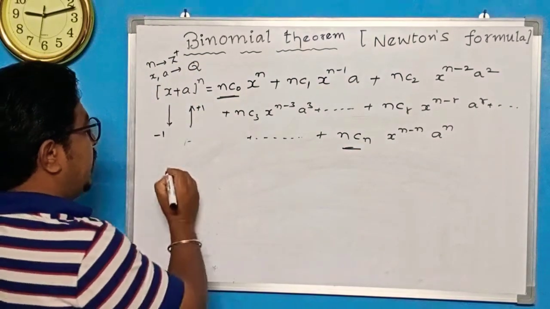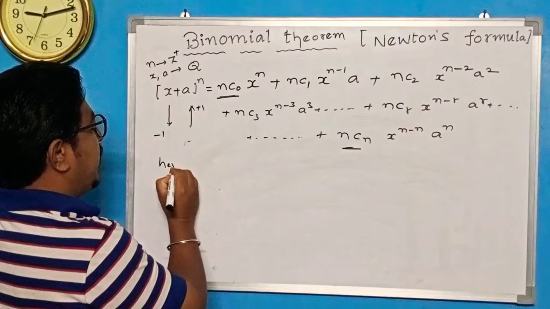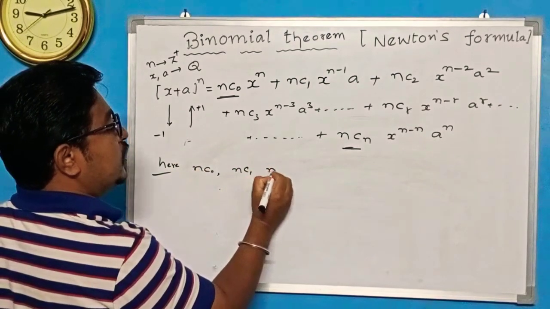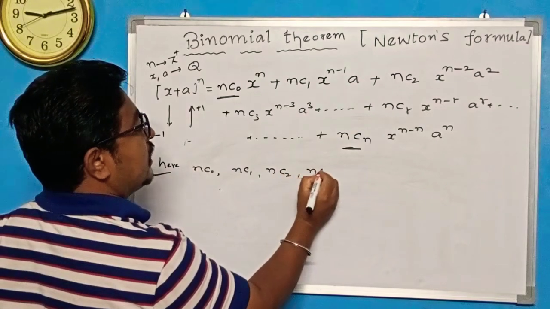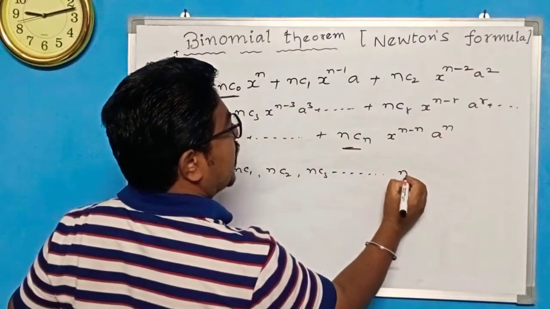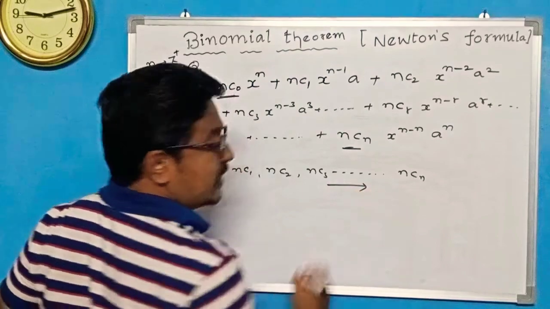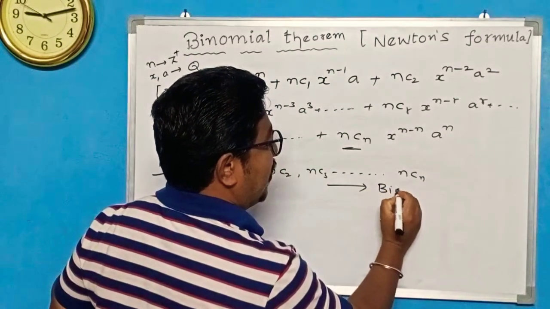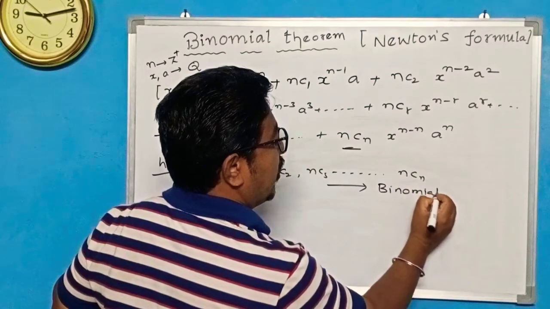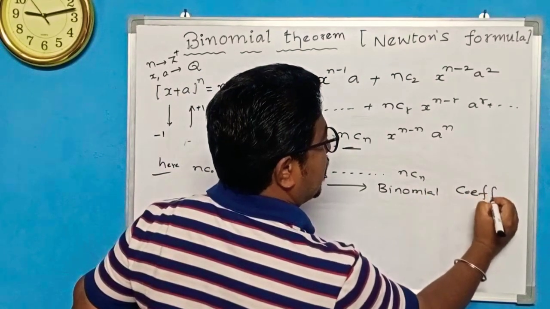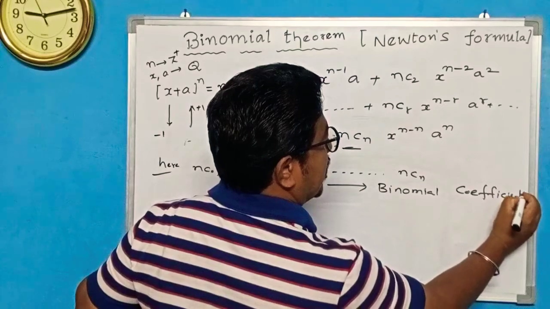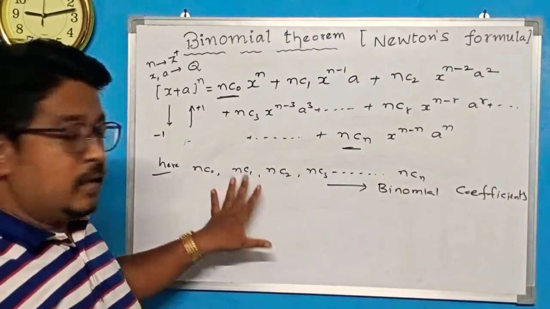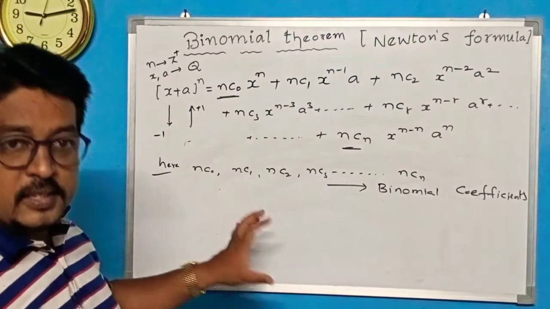Before going to this, here we can say nC0, nC1, nC2, nC3 and so on up to nCn are called binomial coefficients, right? They are called binomial coefficients. Okay, this is the binomial coefficients. Next we are going for conditions.